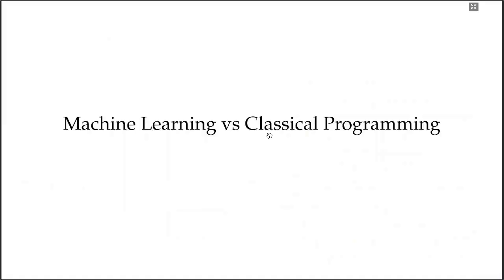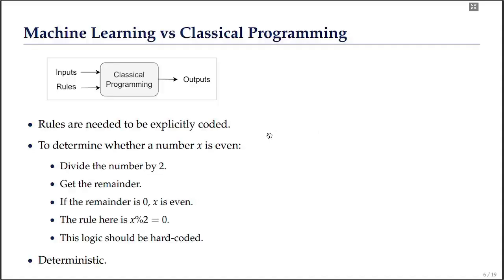Now let's consider the difference between machine learning and the classical programming technique. In the classical programming technique, we have inputs and rules. These inputs and rules are provided as an input to the system, and the system is expected to provide the outputs. So here the rules need to be explicitly coded by the developer.